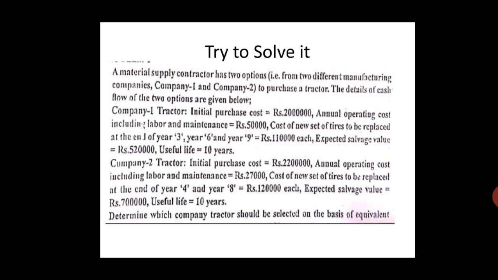A person wants to buy a tractor. There are many types of tractors, but he has selected two here. The first cost is given, and the second cost is also given. The annual operating cost, maintenance cost, and labor cost are also given. Then replacement of tires at the end of so many years is also given, because that comes under maintenance. And finally the scrap value is also given. Life is given as 10 years.